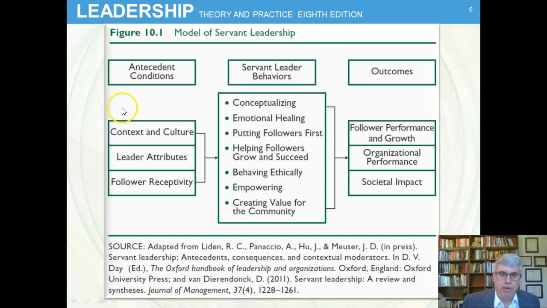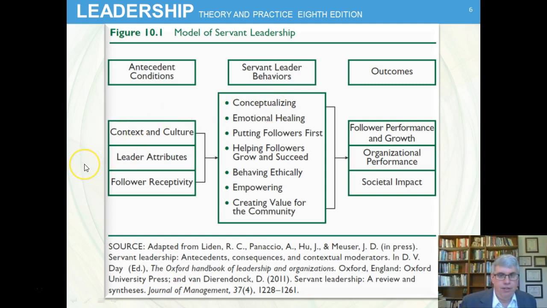So in Liden's approach, the antecedents, things that make servant leadership more likely, depend on virtually everything. First of all, we have context and culture. What people expect of leaders, how much leadership they need, what type of projects they're doing, what the culture says that a leader is supposed to do. All those are going to affect how someone puts into practice leadership.